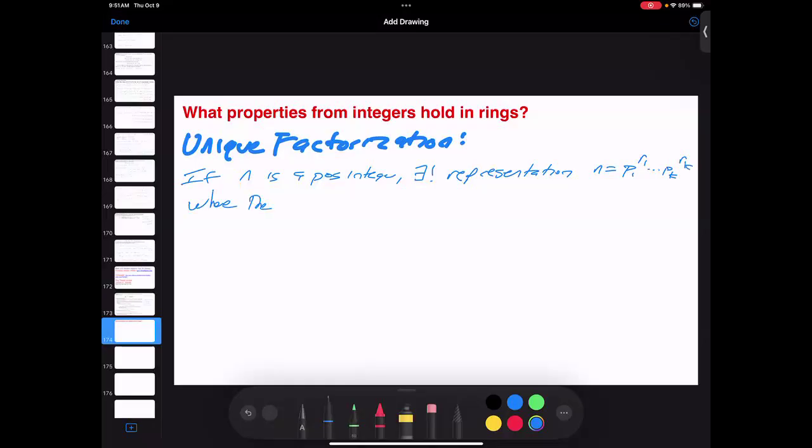where the pi's are prime, and p1 less than p2 less than dot dot dot less than pk. I'm going to write the primes in increasing order so that I have a unique factorization. I really don't want to consider 2 times 2 times 3 to be different than 3 times 2 times 2. This is a wonderful property.